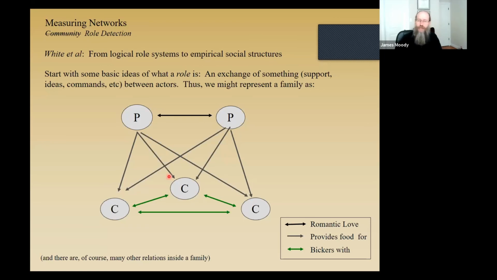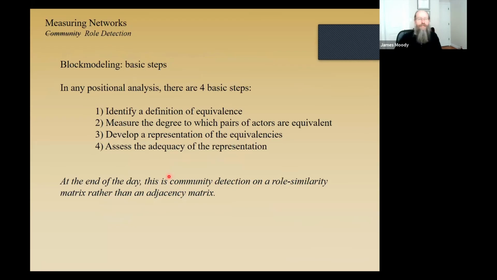That's how you find roles. It's exactly like community detection, but instead of looking at the direct tie matrix, you look at a role similarity matrix. That is, in order to block model, you identify some definition of equivalence. Structural equivalence is the one I'm providing you intuitively right now, but I'm not going to go into the details of that today. You measure the extent to which the ties of actors are similar across that measure of relational similarity, and then you cluster on that. You develop a representation and you assess the adequacy. This ends up being just community detection on a role similarity matrix.